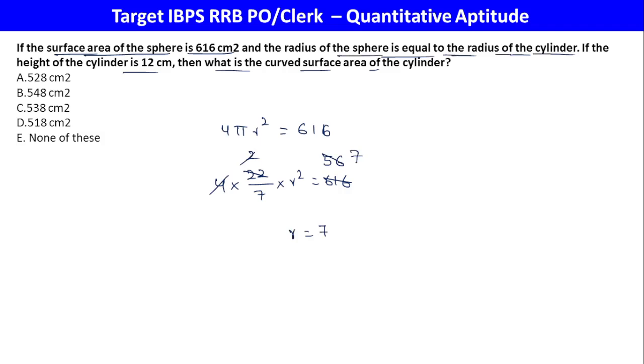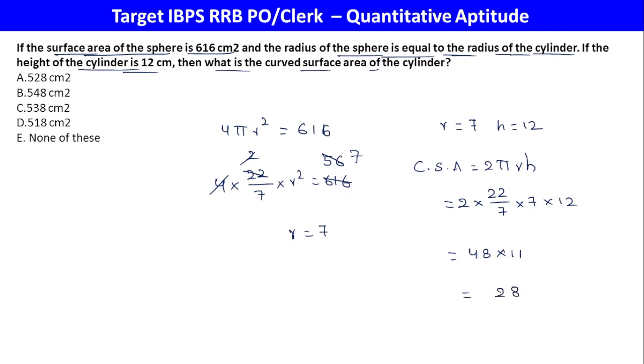Radius of sphere is equal to radius of cylinder and height of the cylinder. For the cylinder, radius is 7, height is 12. Curved surface area of a cylinder formula is 2 pi rh. 2 into 22/7, radius is 7, height is 12. That gives 528 square centimeters. Option A is the final answer for this question.